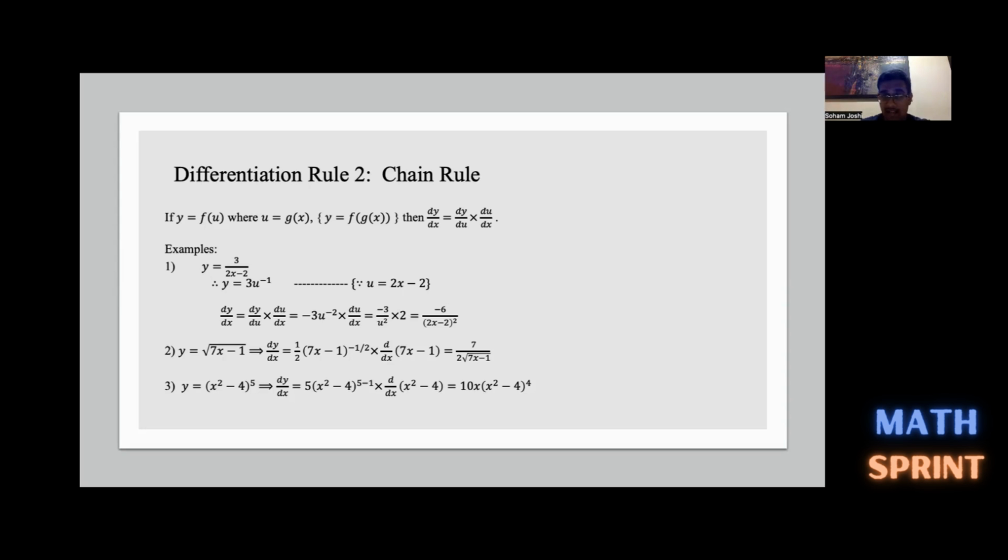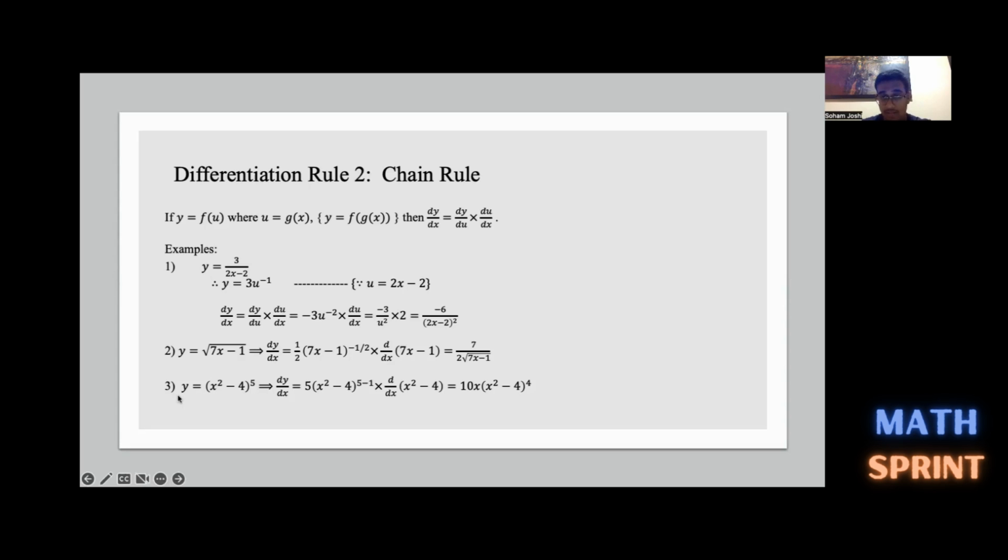So dy by dx, since it's equal to dy by du multiplied by du by dx, we get 7 by 2 u to the power of minus half. Now again, substituting u back with 7x minus 1, we get dy by dx is equal to 7 by 2 times 1 over the square root of 7x minus 1.